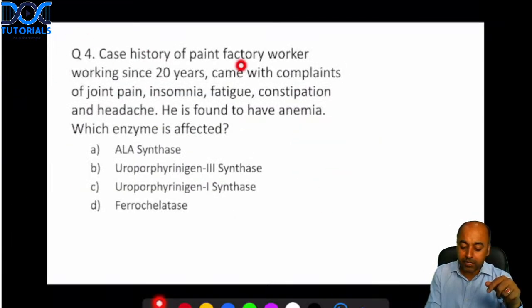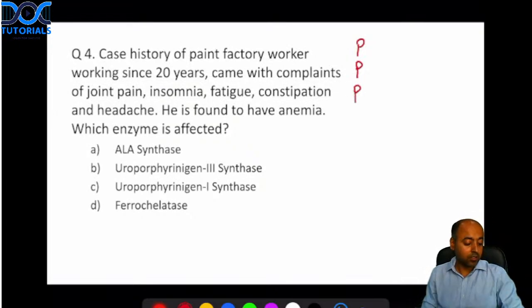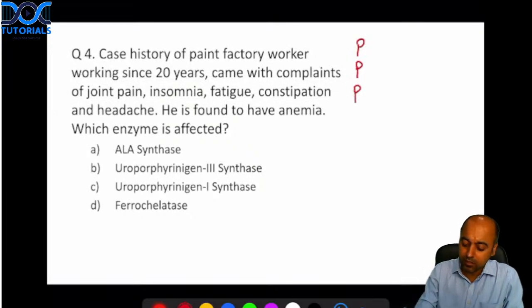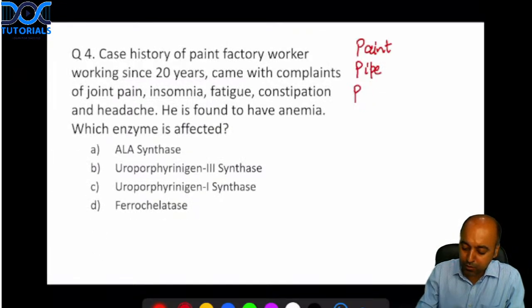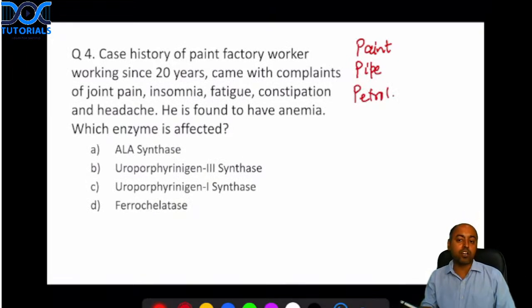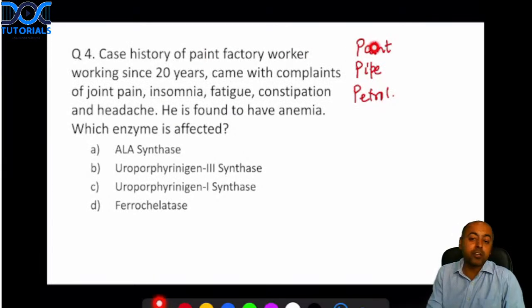Okay, a paint factory worker working since 20 years came with complaints of joint pain, insomnia, fatigue, constipation, headache, found to have anemia. Which enzyme is affected? So here you have to remember the 3 P's. What are the 3 P's? Paint, pipe, and petrol. Nowadays petrol is out of this list, but paint, pipe, and petrol are the 3 historically important sources for lead. So when the question says paint factory worker, immediately you should think about lead.